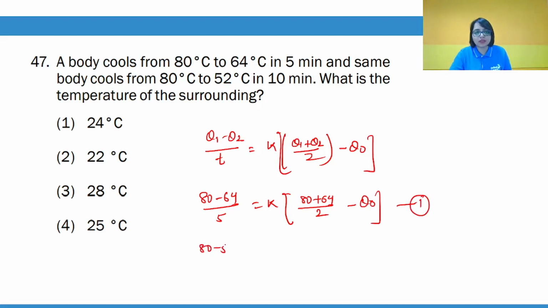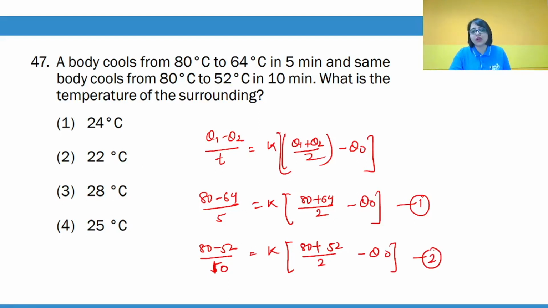Next is (80 minus 52) divided by 10 is equal to K times ((80 plus 52) divided by 2 minus theta naught). This is 10 minutes, and this is equation 2. After dividing equation 1 by equation 2, I'll get my answer as option 1, that is 24 degrees Celsius.